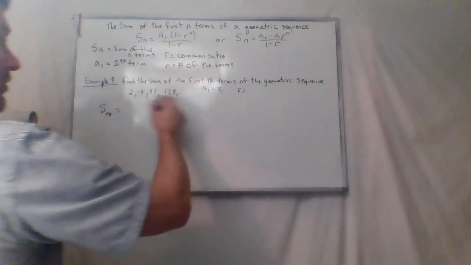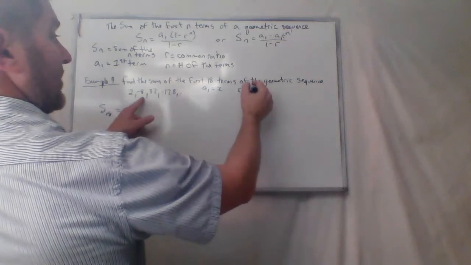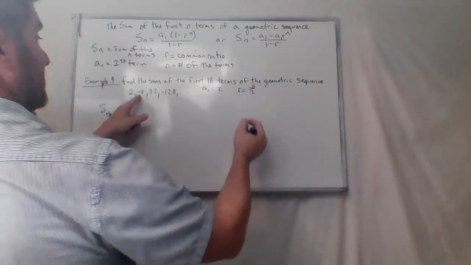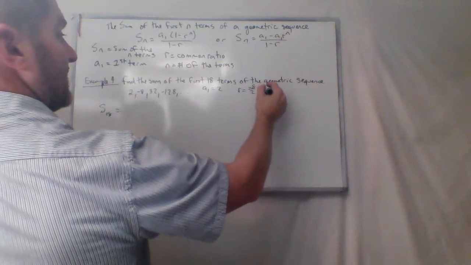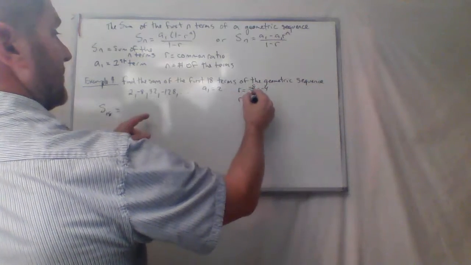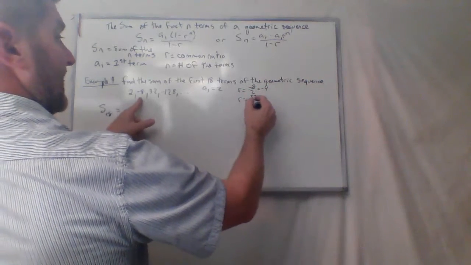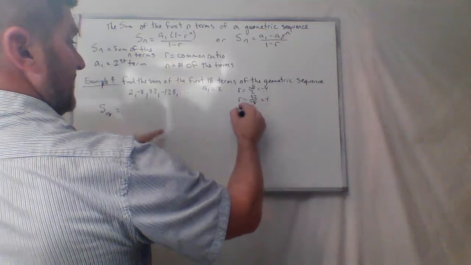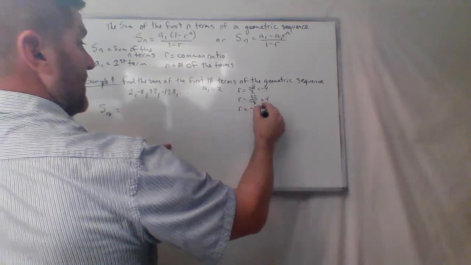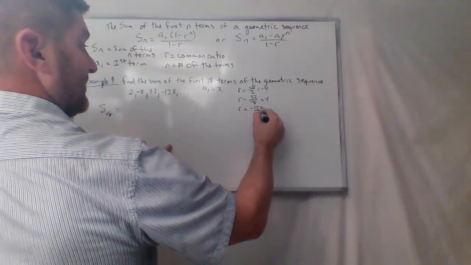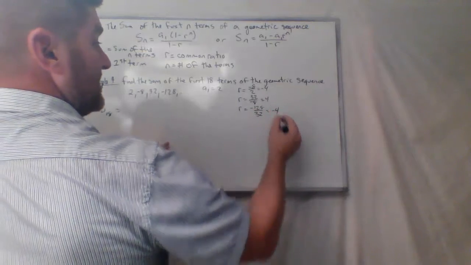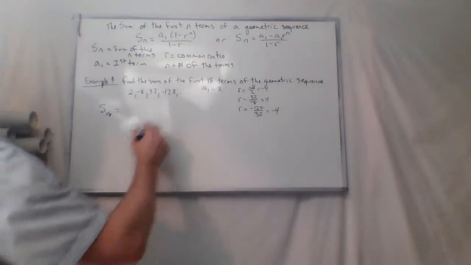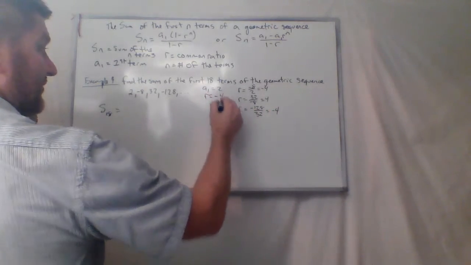I need to find r. Well, what am I multiplying by to get to the next term? Now, you could probably see this one after the last one. Negative 8 divided by 2 is negative 4. 32 divided by my second term of negative 8 is negative 4. And if I did negative 128 divided by positive 32, that is also negative 4. So I know r is going to be negative 4.